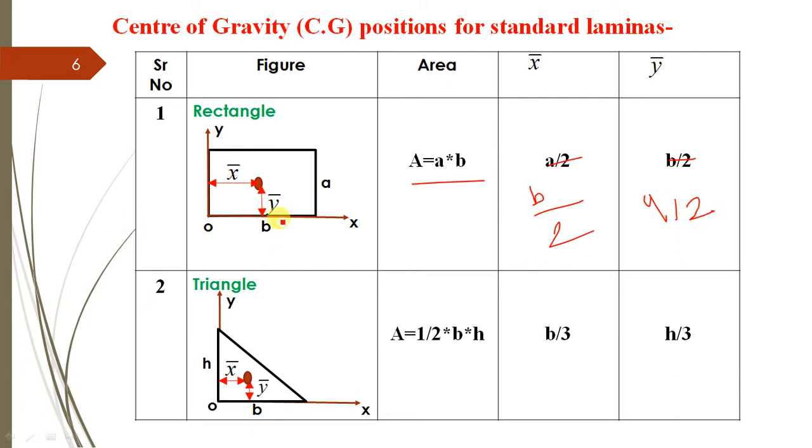Y bar is the distance of the centroid from the x-axis. This height is A, so the centroid lies at a distance of A by 2. X bar is the distance of the centroid from the y-axis. This is B divided by 2, so that is B by 2. Now, the triangle.